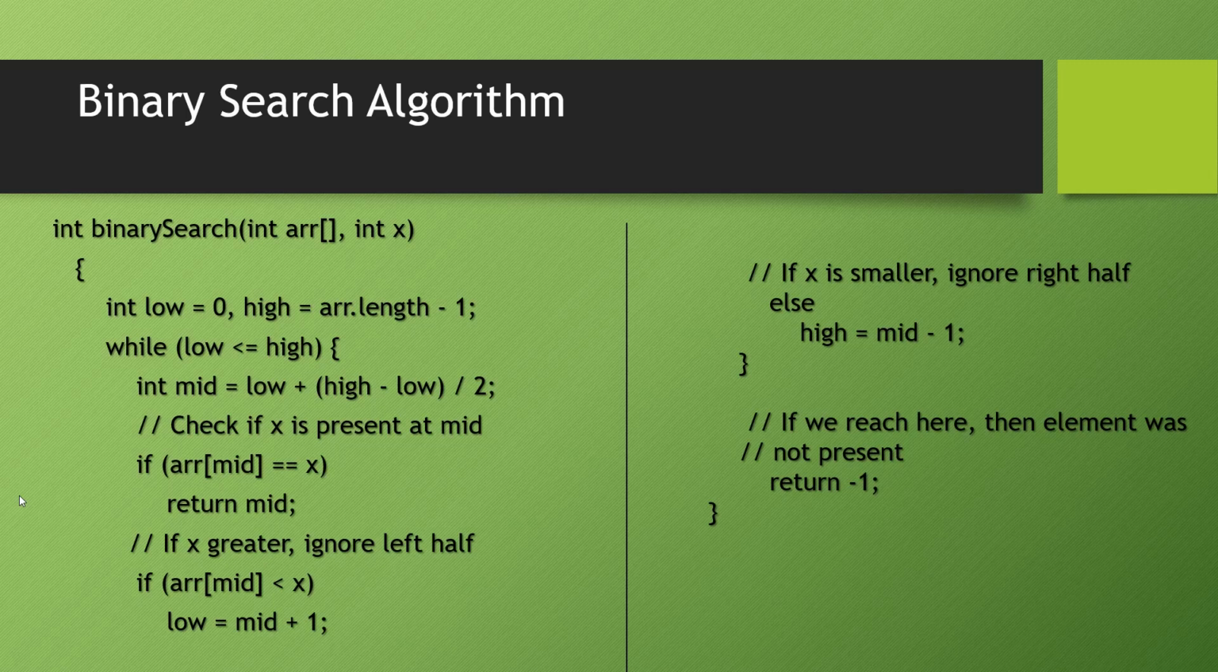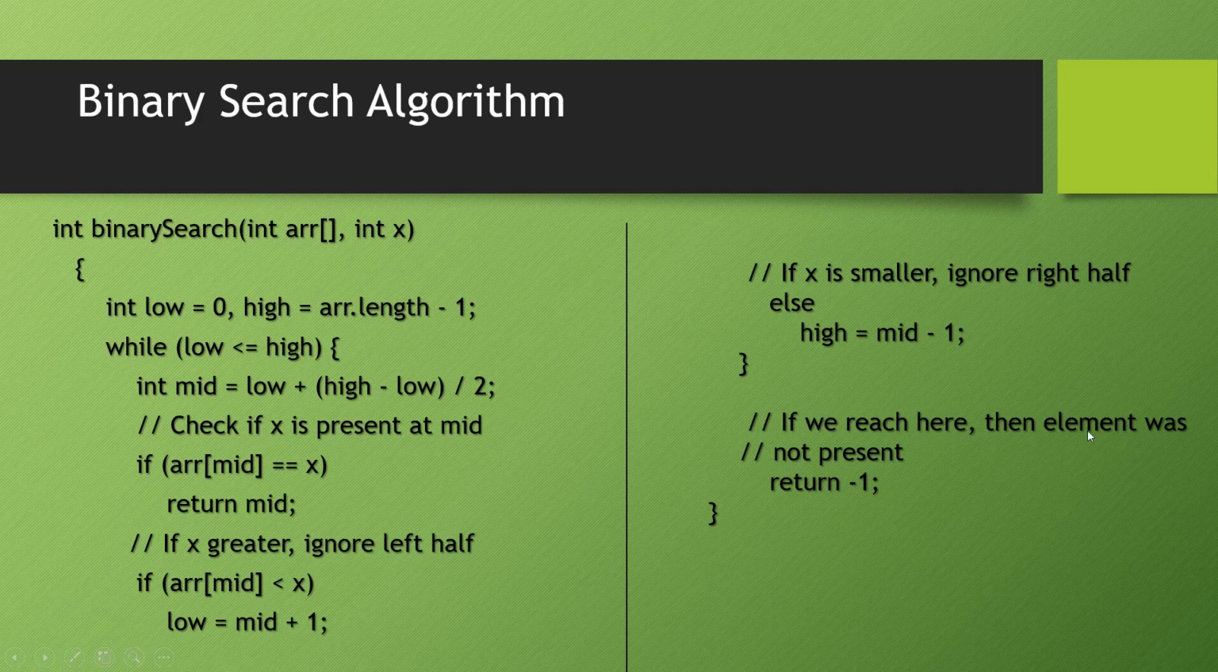But if x is smaller, then we ignore the right half of the array and go to the left half of the array, which means the first portion. Then low stays whatever the low value is, but we change the high value from the given high value to mid minus 1. And we do this loop until low is less than or equal to high.